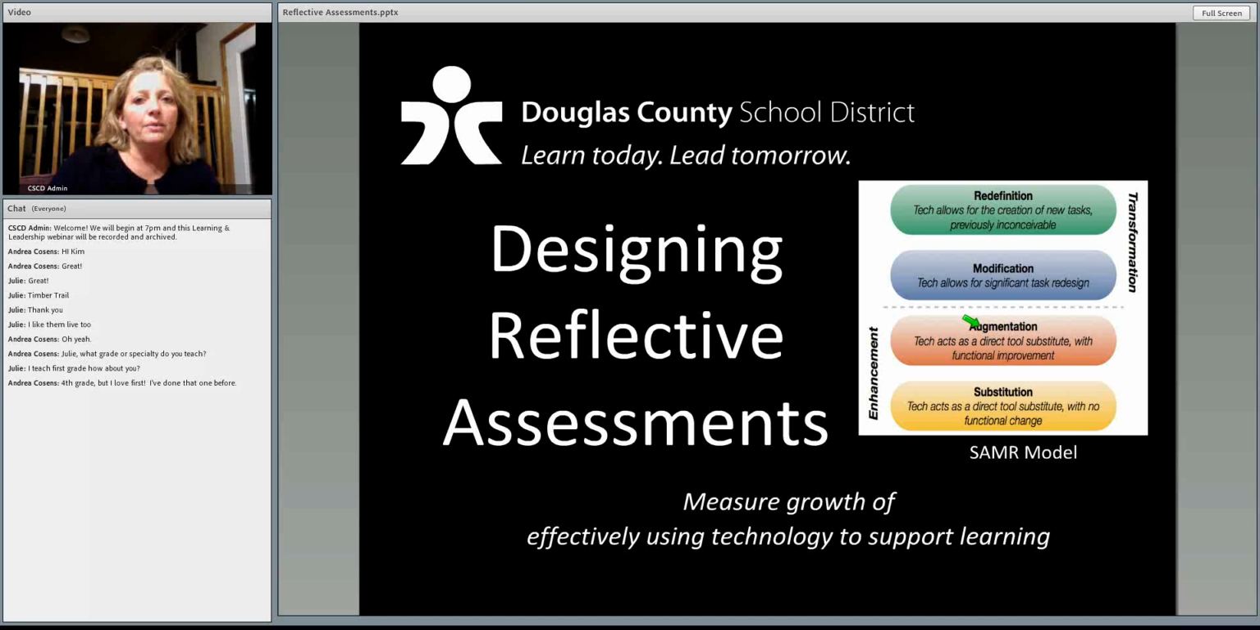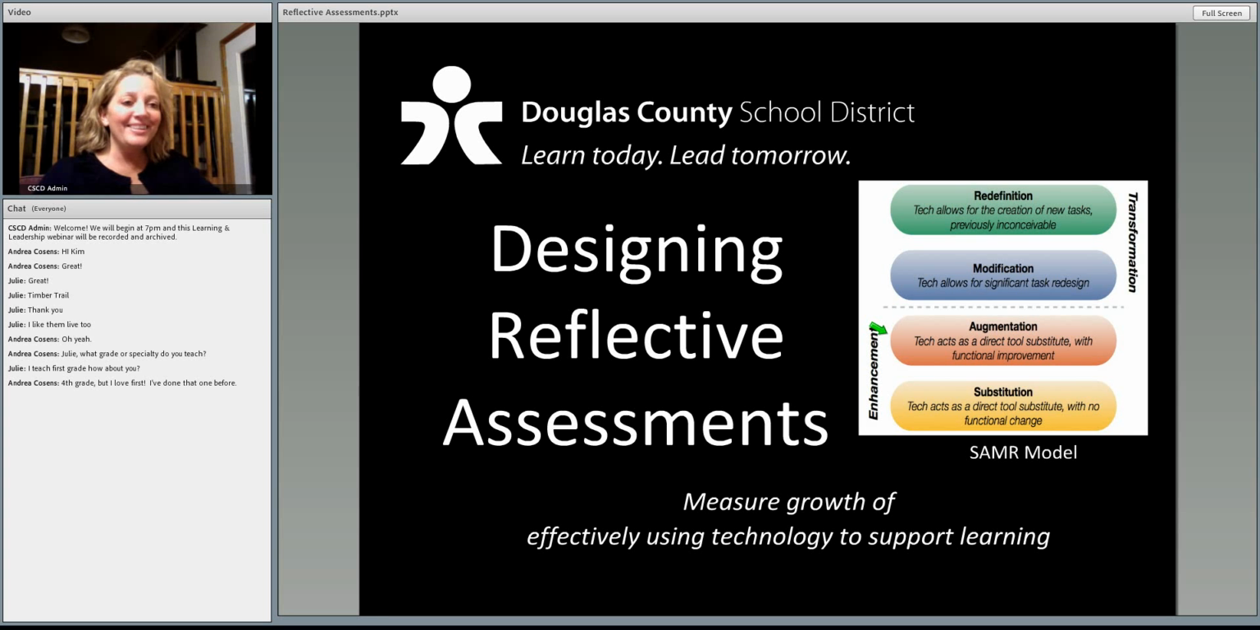The first thing I want to point out is that I do have an image here, and it's called the SAMR model, and it's one of the things we want to think about as we're using technology to support our learning. The use of technology often starts with just being able to substitute something we would have done with paper and pencil. So some of the things I might show you, we could look at through this lens of, is it a substitution? Does it somehow augment the learning where the tech is going to act as a direct tool to substitute, but it improves the functionality?